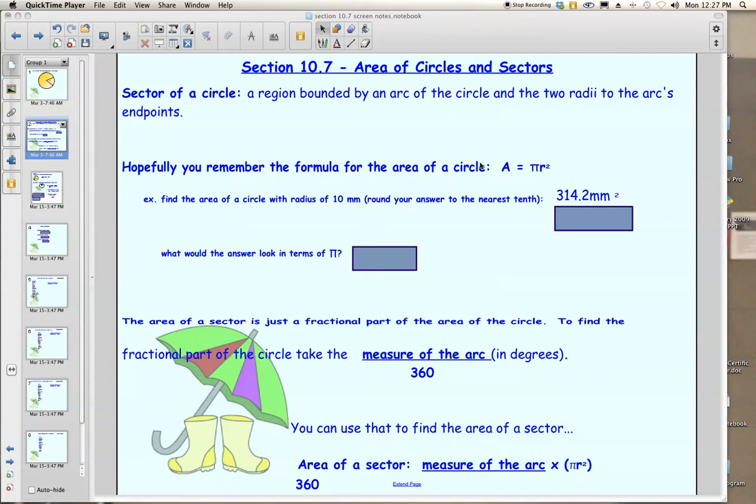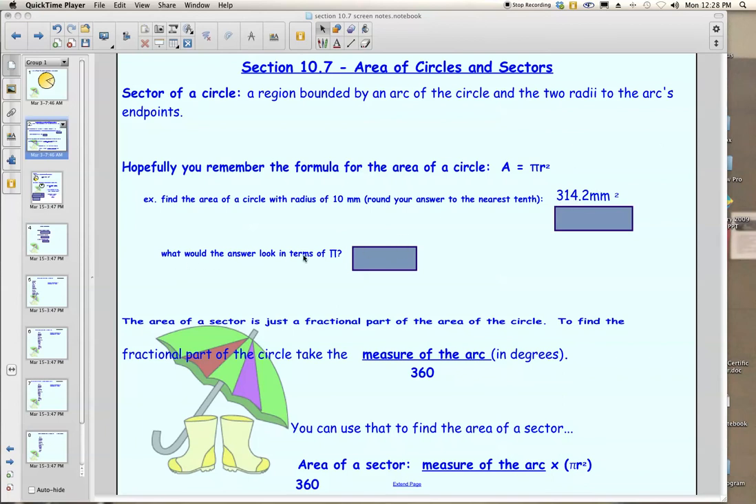Hopefully you remember the formula for the area of a circle. Pi times radius squared is the formula. A quick review: if you needed to find the area of a circle with a radius of 10, you would simply take pi, which is 3.1415, times 10 squared, which would give you 314.2 square millimeters. So 10 squared is 100. 100 times pi would give you 314.2.